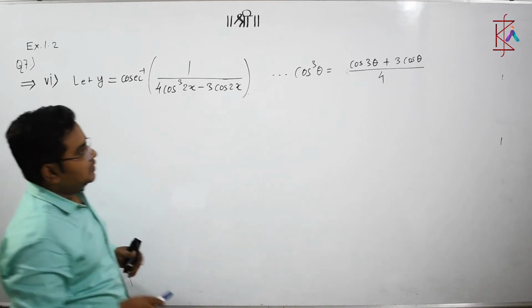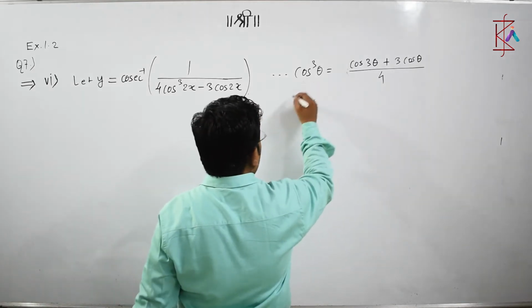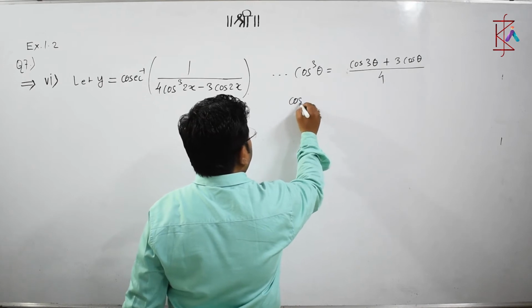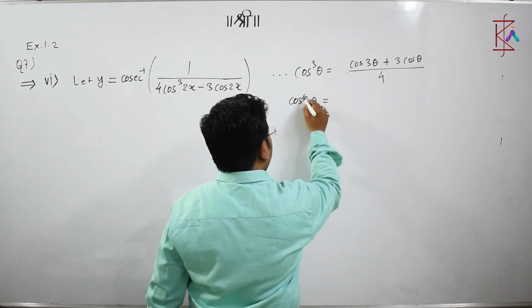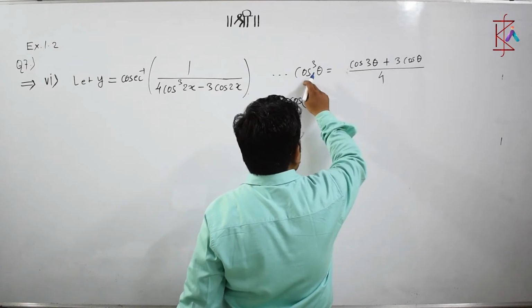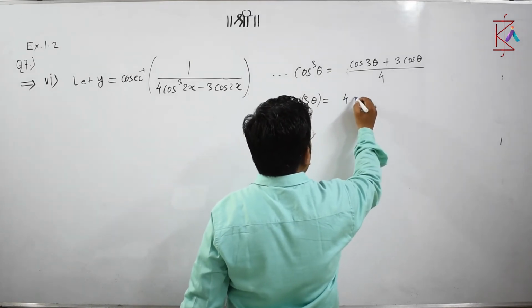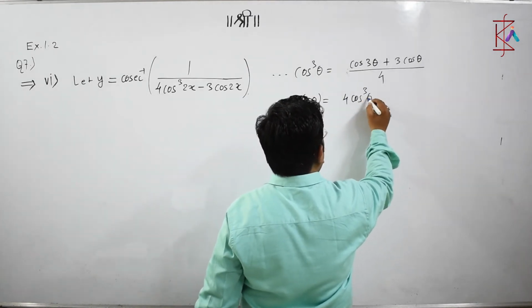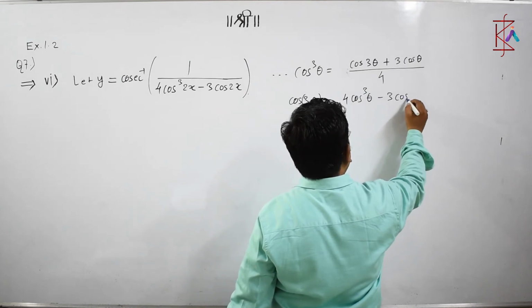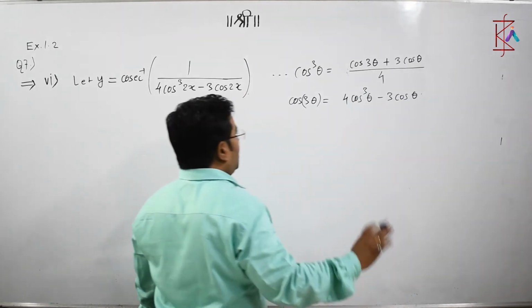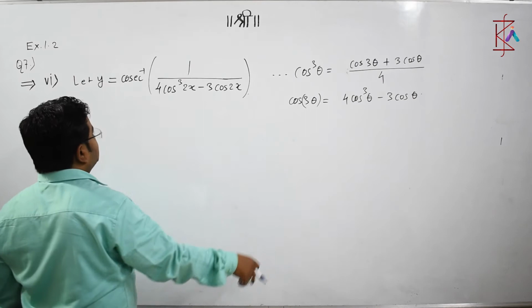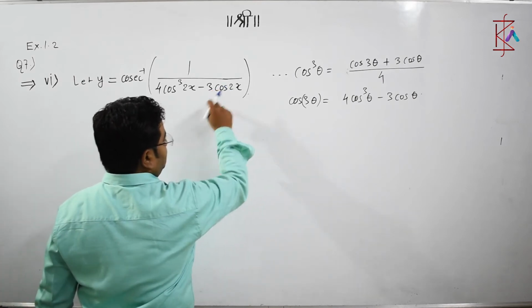So hope my formula is correct. If I correct it again, cos 3 theta is equal to 4 cos cube theta minus 3 cos theta. Understood? So on that basis, what should be my formula over here?